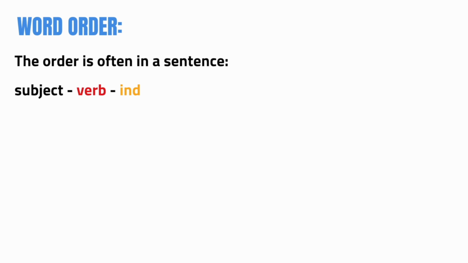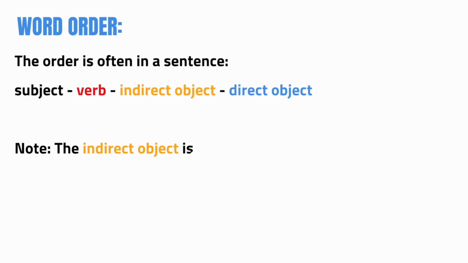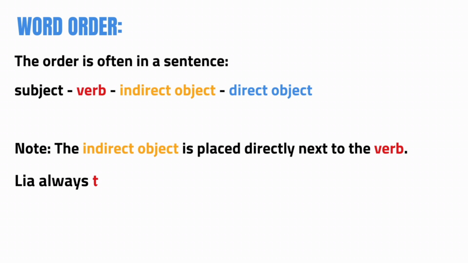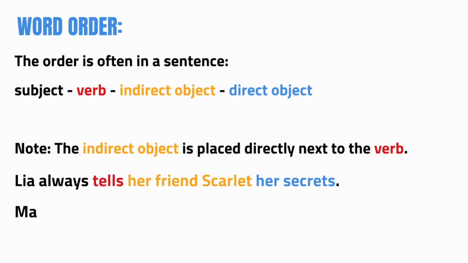Now, let's look at the word order. What comes first? The order in a sentence is often subject, verb, indirect object, and direct object. Note, the indirect object is placed directly next to the verb, and that's often the person. Like in this example, Leah always tells her friend Scarlett her secrets.